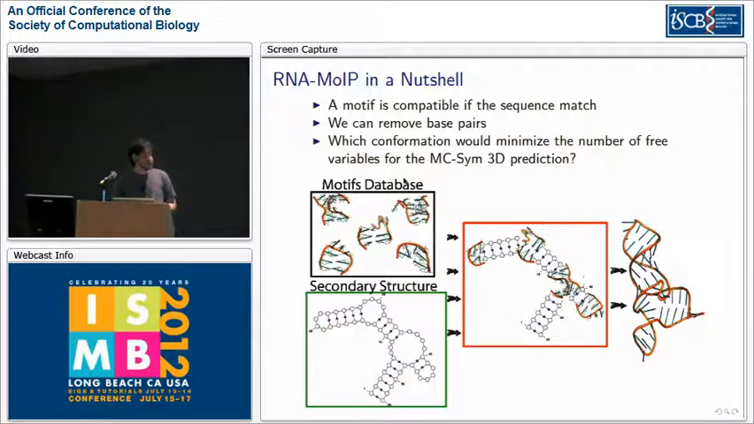So in a nutshell, for me, a motif is compatible if its sequence matches the original sequence. I don't go further. As I said, you can have many 3D motifs with exactly the same sequence. That's not a problem. For the final 3D reconstruction, I point to the pool of 3D structures that could fit, and the MC-Sym software is by itself trying to find the optimal one. It's going to just try them all and modify them to fit the total solution. Finally, can we remove the base pairs that are false positives? And which conformation of this joint secondary structure and 3D motifs is going to minimize the number of free variables, thus easing the final 3D reconstruction?